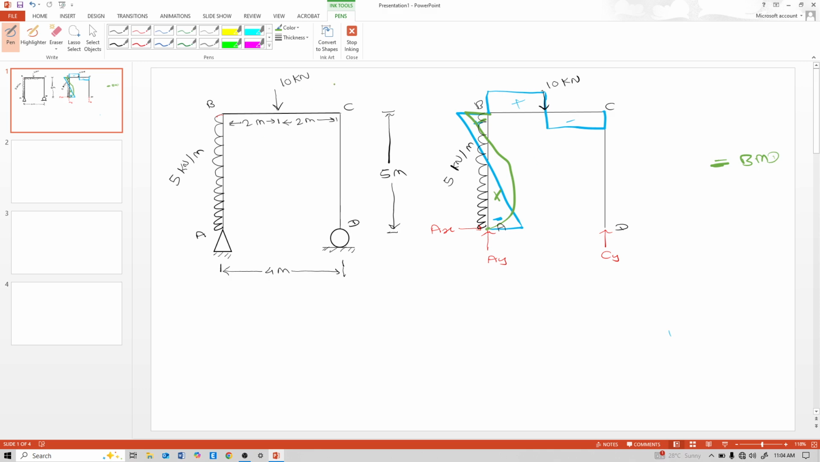Now think about this BC portion. B is also fixed and C is also fixed. So in between there is no load. So this is like this, negative, negative. And at point D there is 0, but at point C some moment is generated. So this moment is like this.